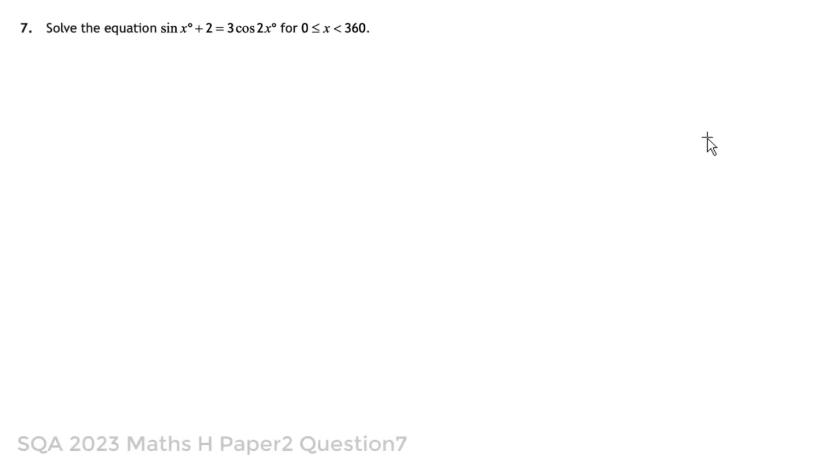So here we have question 7. And you're given this trig equation and asked to solve it. Now, if we're examining this trig equation, you'll notice on the left-hand side we have a sine, and on the right-hand side we have a cosine, but it's not a straightforward cosine. It's a cos double angle 2x.